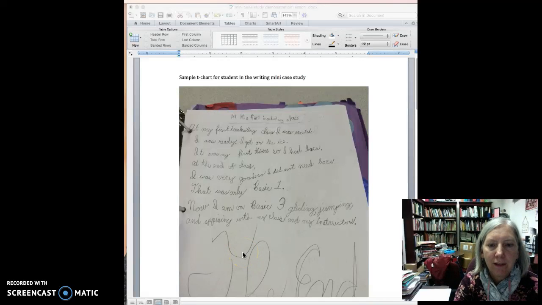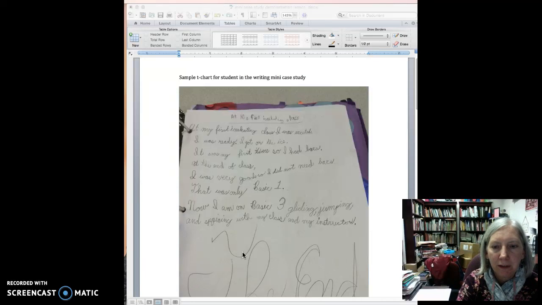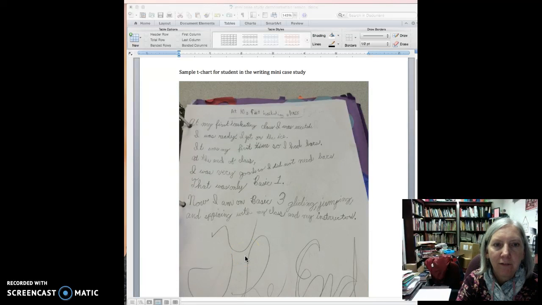Okay, so this is a sample lesson that you could use something like this in your writing mini lesson. And I've given you an example of how to do the T-chart as well as how to do the mini case study.